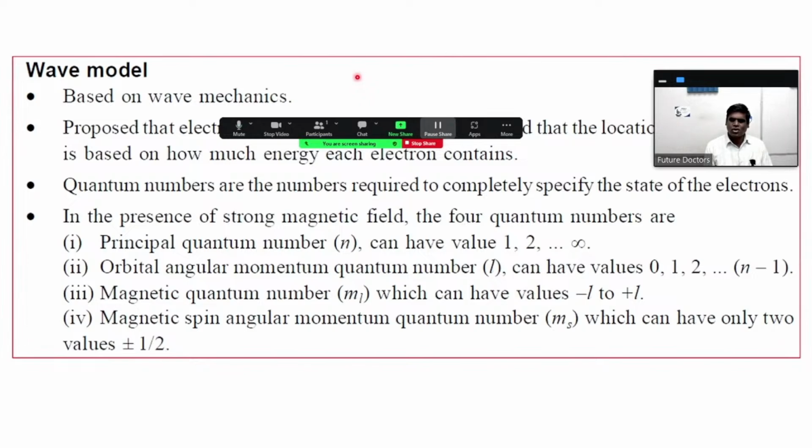In the presence of a strong magnetic field, four quantum numbers are there. First, the principal quantum number n, which can have values 1 to infinity. Second, the orbital angular momentum quantum number l, which can have values 0, 1, 2, 3 up to n minus 1. Then the magnetic quantum number ml, which can have values minus l to plus l. And the spin quantum number, which can have only two values, plus or minus 1 by 2.